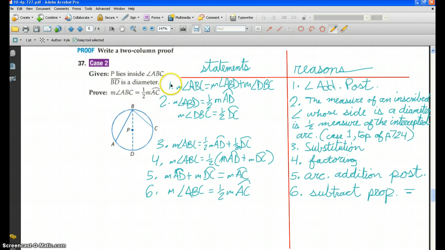So in step number 1, by the angle addition postulate, we know that the measure of angle ABC is equal to the measure of angle ABD plus the measure of angle DBC. So this entire angle, we can get its measure by adding this angle and this angle together.